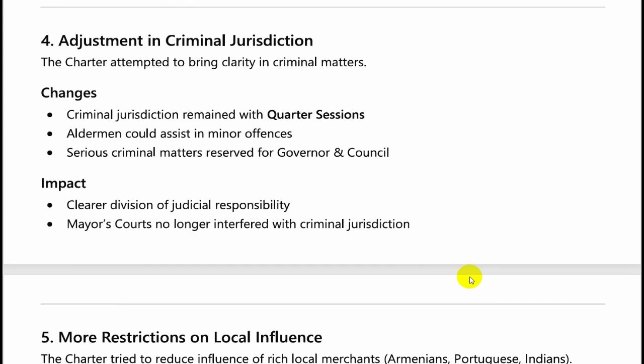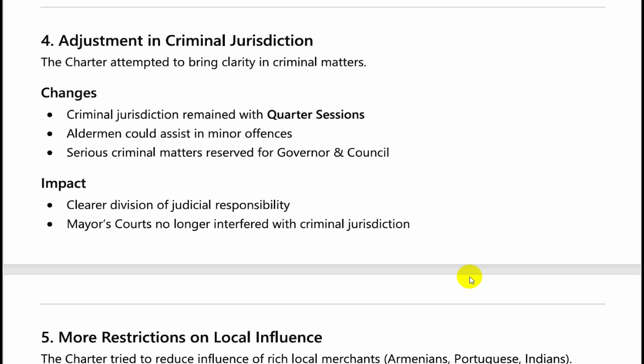There were some adjustments in criminal jurisdiction also. The charter attempted to bring clarity in the criminal matters. What were the changes? There was another court called quarter sessions, which handled criminal jurisdiction, which we learnt in the earlier video. And aldermen would assist in minor offences, whereas serious criminal matters went to the governor and council.